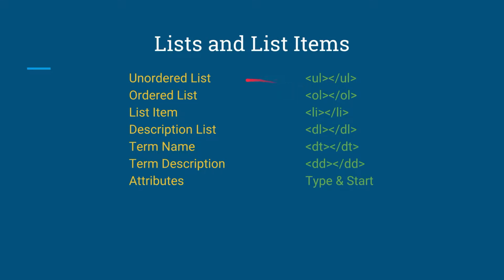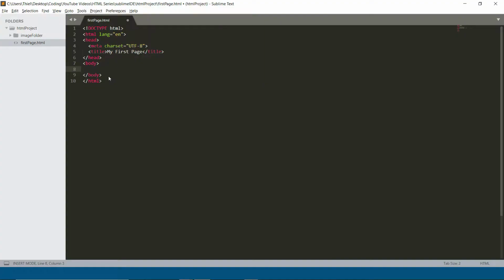Our first tag is our unordered list, which uses the UL opening and closing tag. Our ordered list uses OL. Now these are both parents of the LI. You just insert list items inside of each of these tags depending on what you're trying to do with them. We'll also look at our description list, which contains a term name and a term description. The term name and term description here will be one item inside of your description list. And last, we'll also use the type and start attributes. So let's get into it.